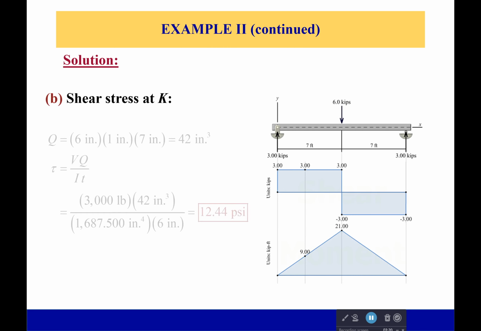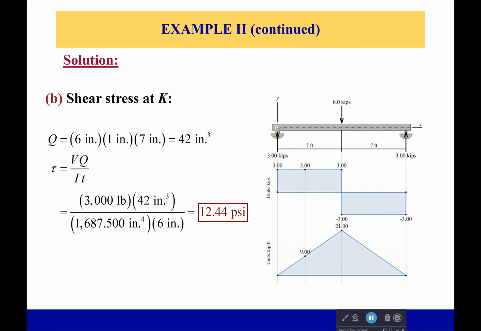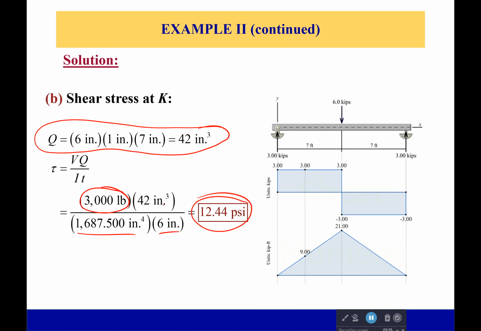Now, what's the shear stress at point K? Well, it's not going to be too terribly bad. We have to figure out the area and then the distance to the centroid of that area. So it's the exact same thing we did before. This was a slightly different choice. So I'll let you go and look at this and you can verify that this is correct. We have the same load, we have the same moment of inertia, and the same thickness. So with that, we can also see that this is going to be 12.44 psi.